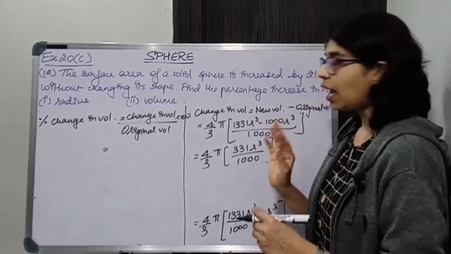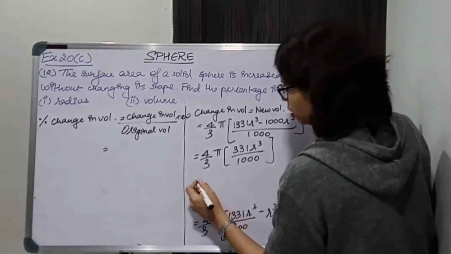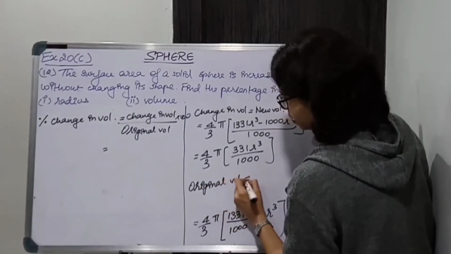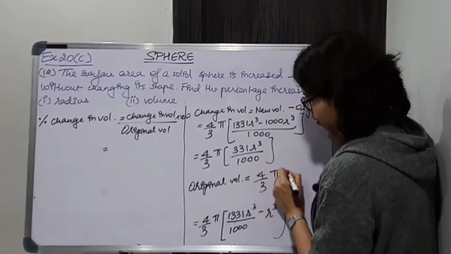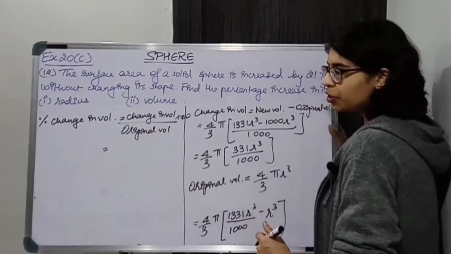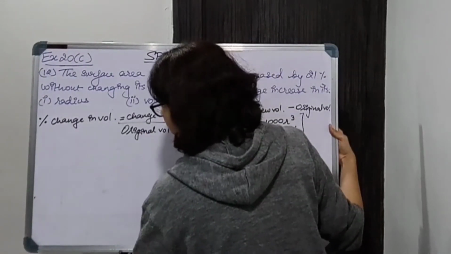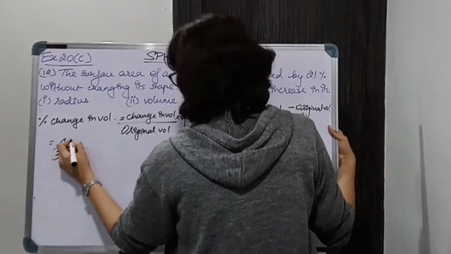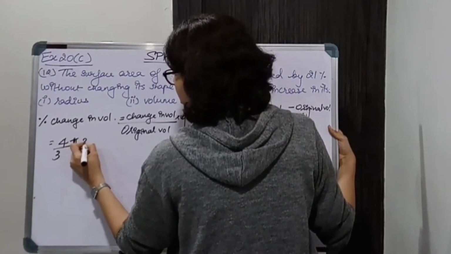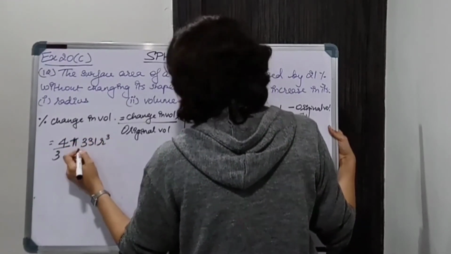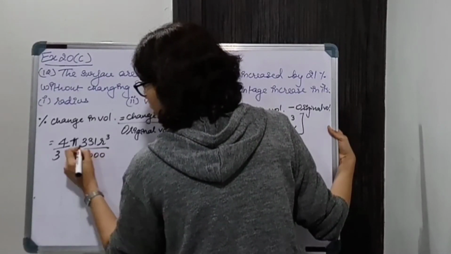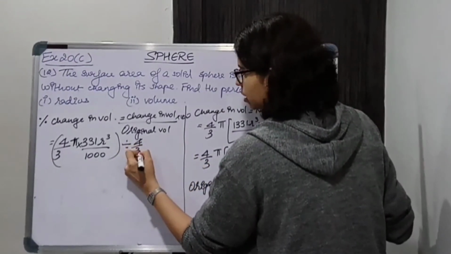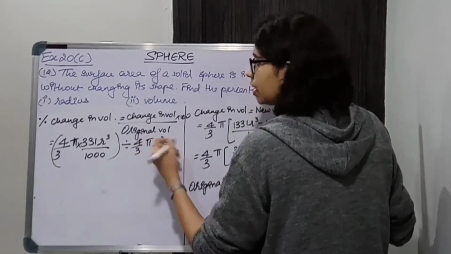ठीक है, and original क्या है? Original volume is 4 by 3 pi r cube. I need these two and I'll just substitute it over here. ये हो जाएगा 4 by 3 pi, 331 r cube upon 1000, divided by original one, that is 4 by 3 pi r cube into 100.